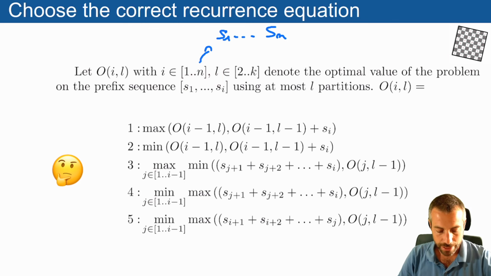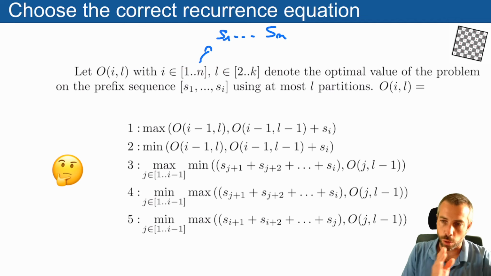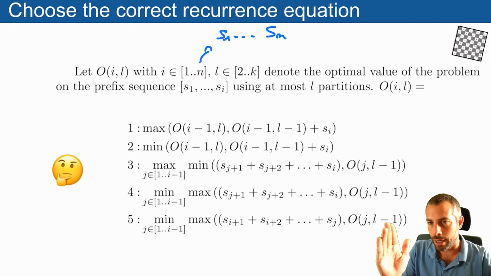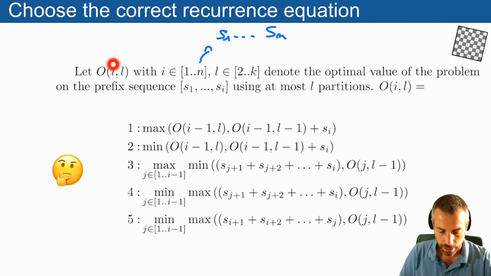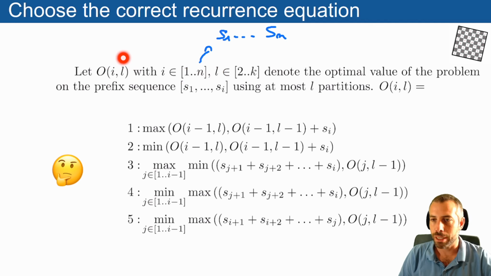This is used a lot in dynamic programming, and this is also the approach that we have chosen for the knapsack. If you remember, we were also limiting the items from 1 up to item i. That's also the case here. And we will also limit here, with one additional parameter, the number of partitions. It can be at most l partitions here, or exactly l partitions.